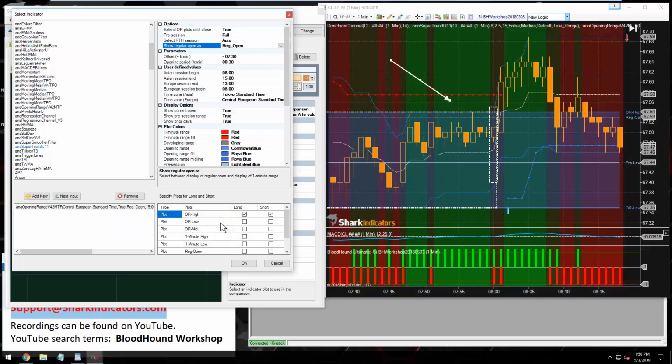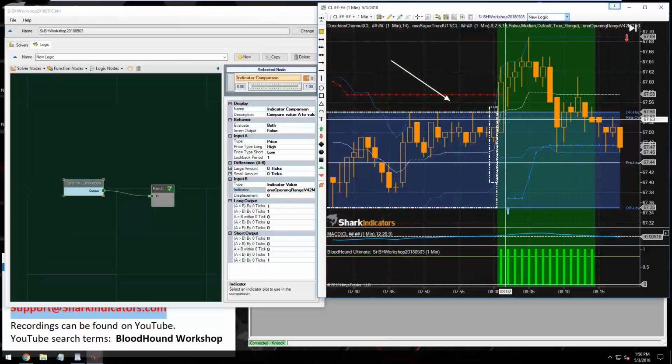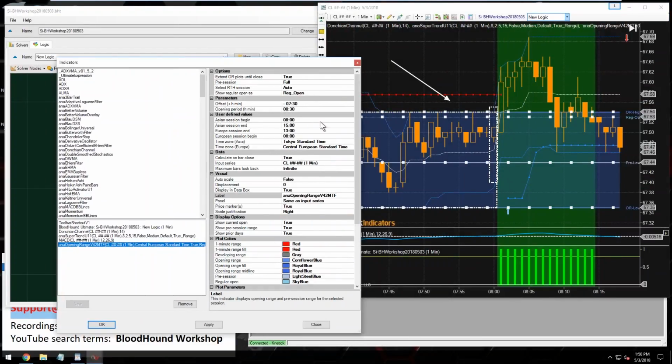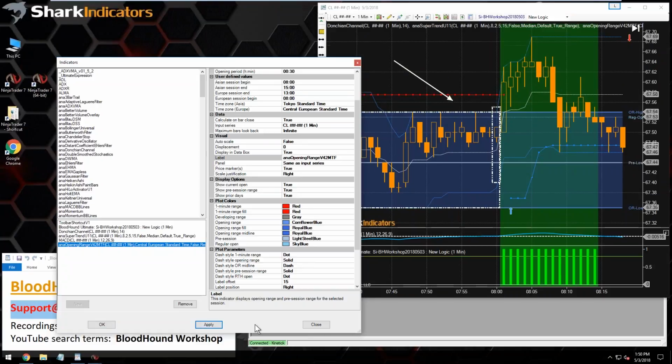Hold on, before I go too far, I'm going to test one of these indicator settings. Turning off this extended open range plots until close, I'll set that to false and see what that does.